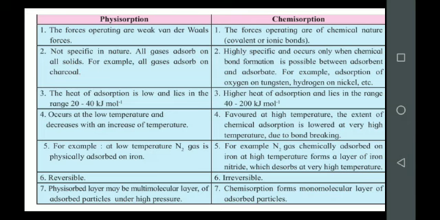Next point: for example, at low temperature, nitrogen gas is physically adsorbed on iron. It is not having any chemical bond with iron, and it is not forming any compound. Whereas nitrogen gas is chemically adsorbed on iron at high temperature and forms a layer of iron nitride. Here you will find that a compound is formed at the surface. So here adsorbent and adsorbate are reacting and forming a compound.